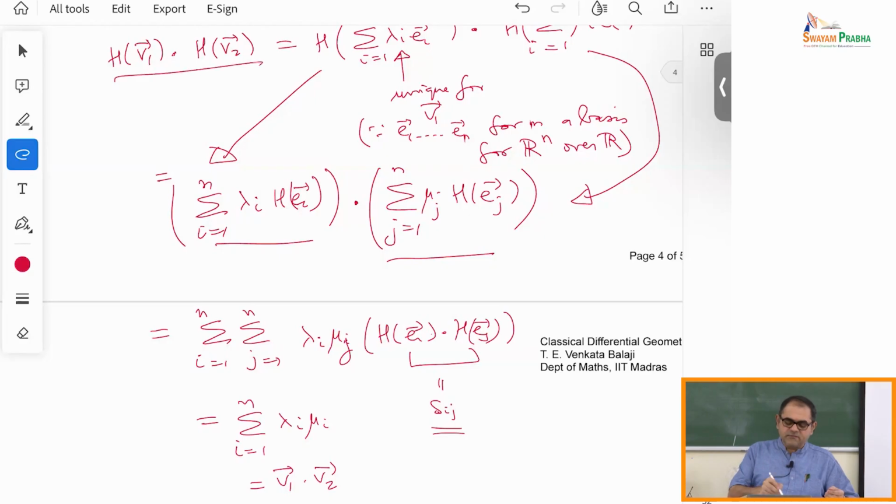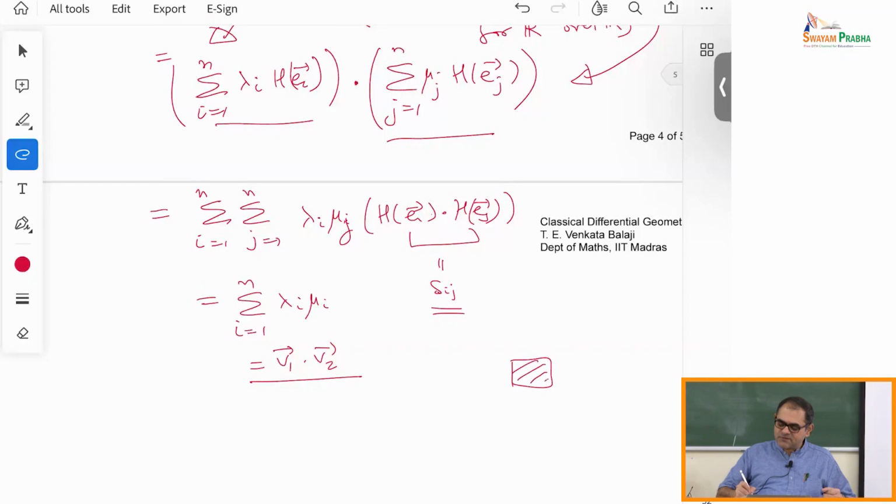So you see, H(v1) dot H(v2) will be v1 dot v2. So the moral of the story is the following: if you have a linear map, to check that it preserves the dot product of any arbitrary two vectors, it's enough to check that it preserves the dot products only for the standard basis vectors. Okay, so this is the end of the proof of this claim. Now this exactly tells you that the matrix of such a map has to be an orthogonal matrix.